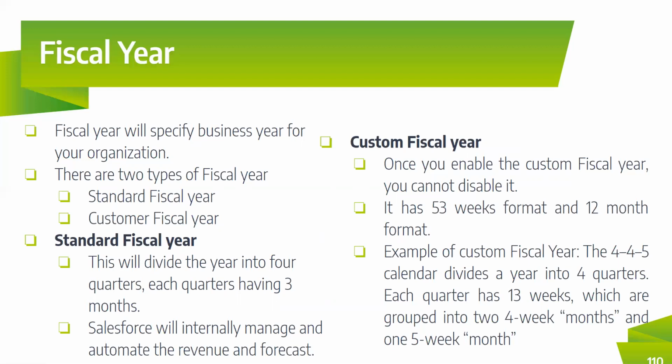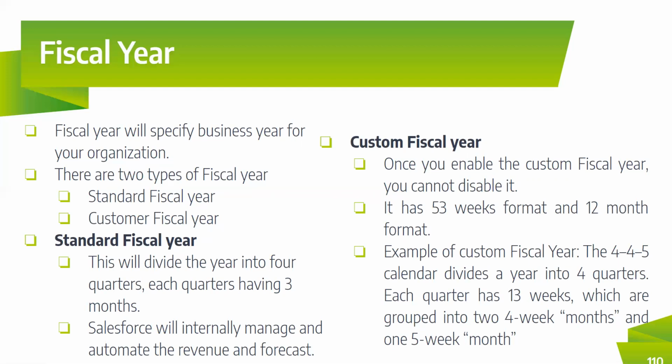Standard fiscal year will be created by Salesforce, right? We are not going to do anything. But this standard fiscal year will be divided into 4 quarters. Each quarter will have 3 months, right? So 4 3s are 12 months, totally 12 months. Salesforce will internally manage and automate the revenue and forecast. So Salesforce will take care of the revenue and the forecast.